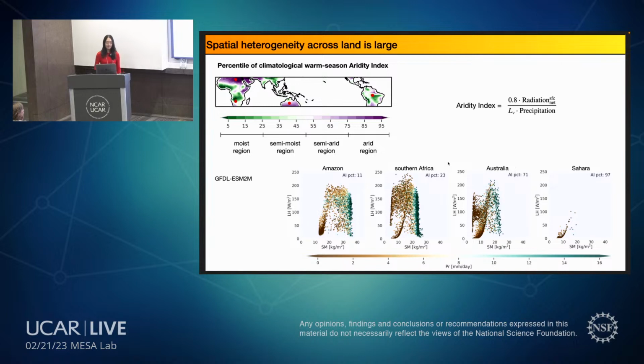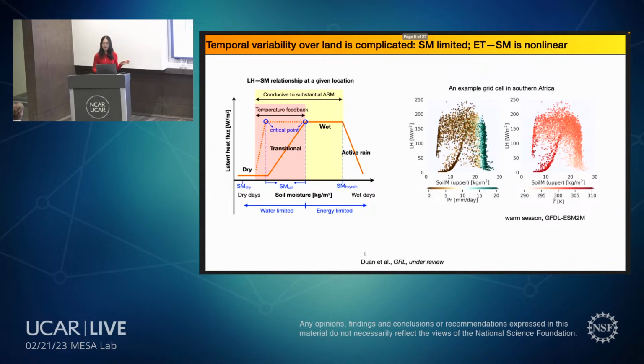Second, beyond the temporal variability, land is also spatially very heterogeneous. This map shows the percentile of the climatological aridity index. We have places like the desert, which has very high aridity, and we have places like the Amazon or Central Africa, which are very moist. The latent heat soil moisture relationship is quite different across different regions. And also for a certain geographical location, different models represent the relationship differently. A newer version of the GFDL model shows a different shape, and CESM2 shows a different shape.